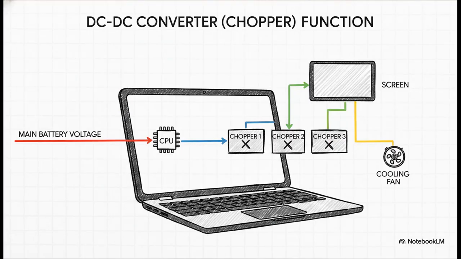Just think about your laptop. It doesn't run on just one voltage. It needs a whole bunch of different DC voltages for the processor, the screen, the USB ports, everything. Well, choppers, sometimes called buck converters for stepping down or boost converters for stepping up, they handle all of that complex power regulation inside the device.